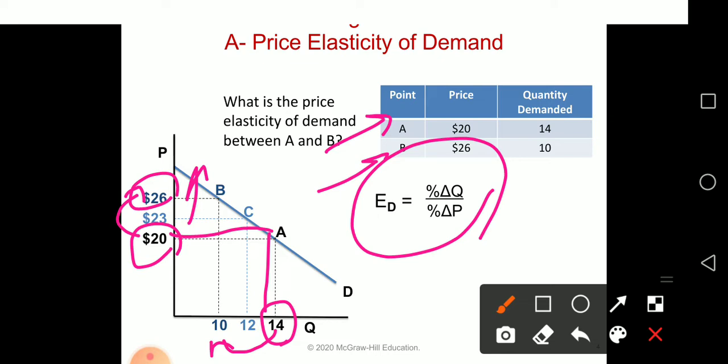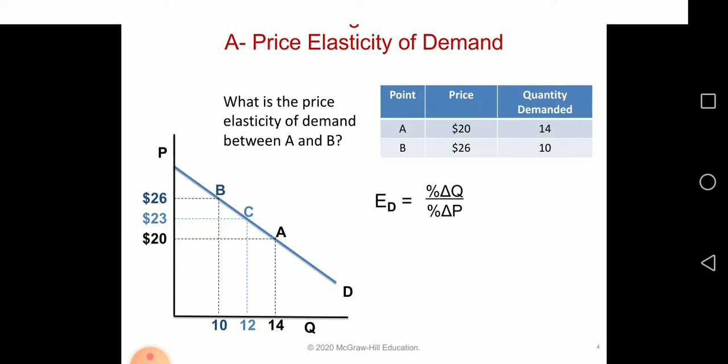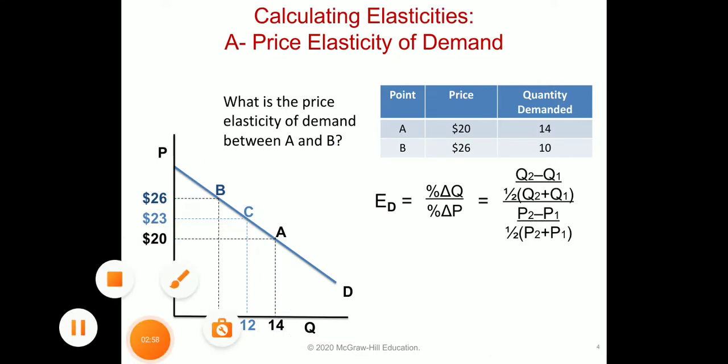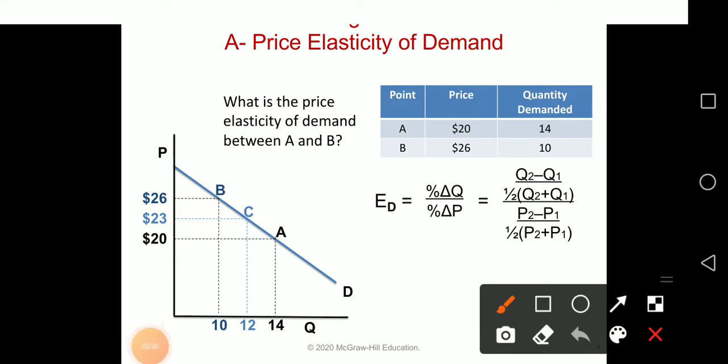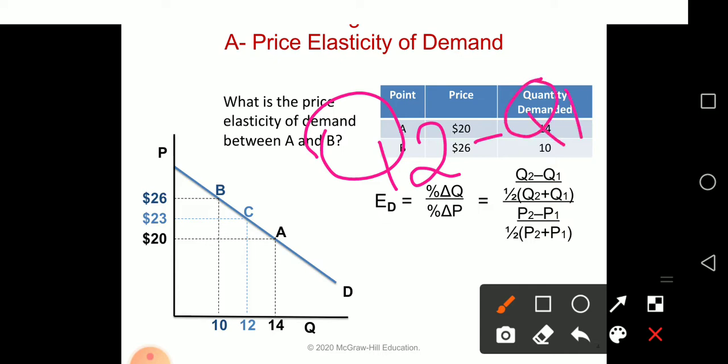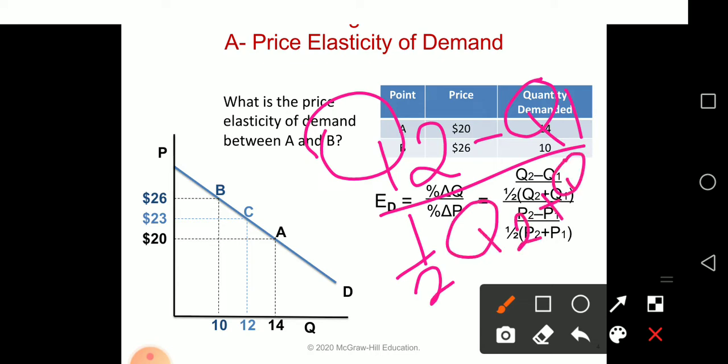Let's calculate it. I am calculating the elasticity of demand. So it's the percentage change of quantity over the percentage change in price. The rule is very easy. The difference between the two quantities over half the two quantities, we will say it here, Q2 minus Q1, the difference between the two quantities, all over half Q2 plus Q1.